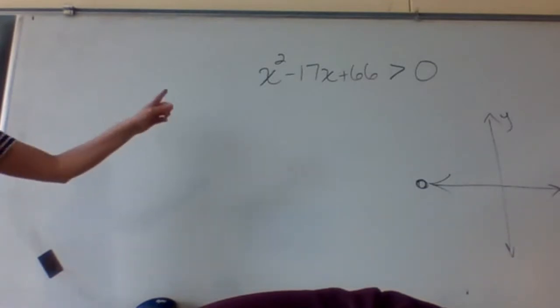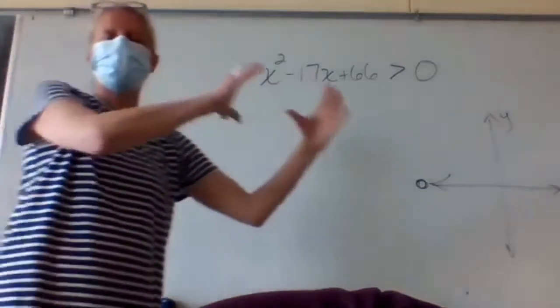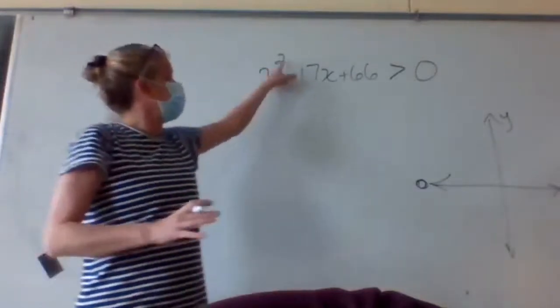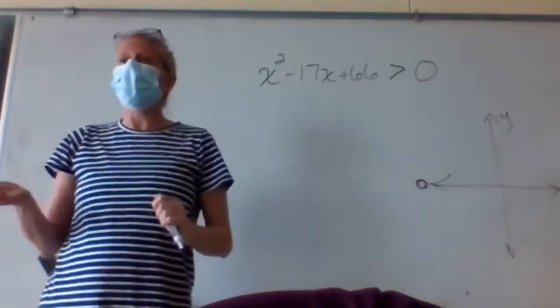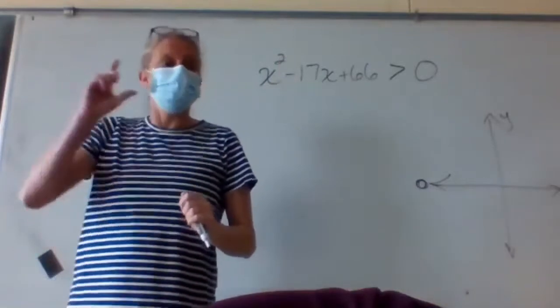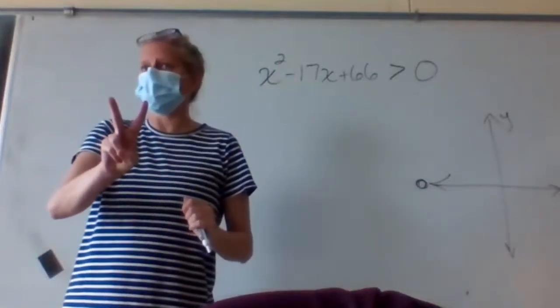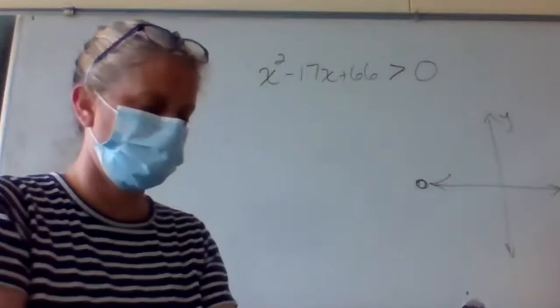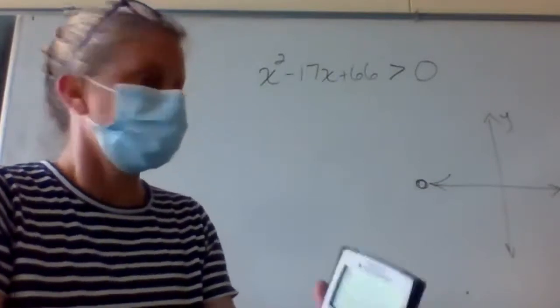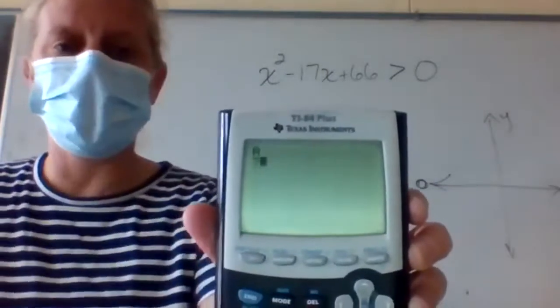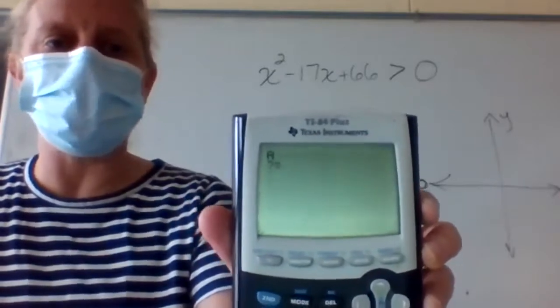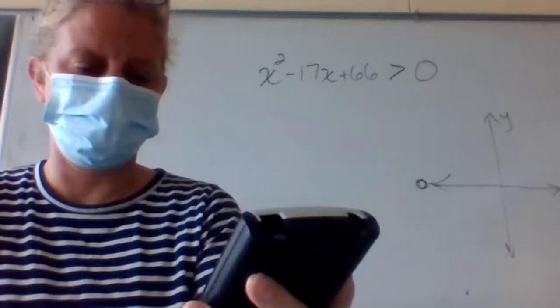This one's not in factored form. It doesn't show the 2 factors like the last one did, but it is x squared, so I can just use my quad program to find the 2 solutions, or the 2 zeros. So using your quad program, type in your A, B, and C, which will be 1, negative 17, and positive 66.